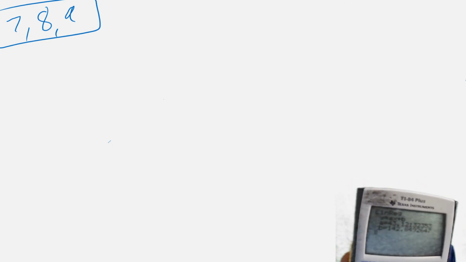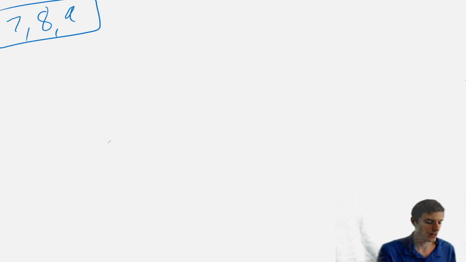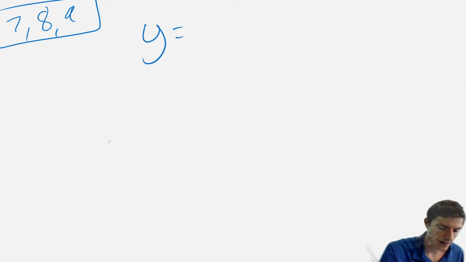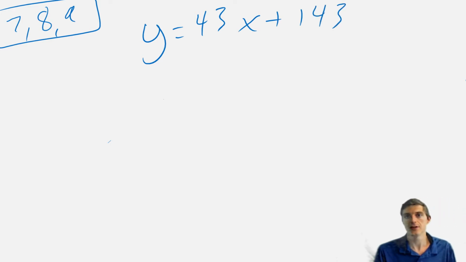That's going to tell me the equation of the line. I'm going to do a little bit of rounding on mine, but I'm going to get my line of best fit is 43x plus 143. You may have got 142, but it's 142.8, so I'm just going to go to 143.